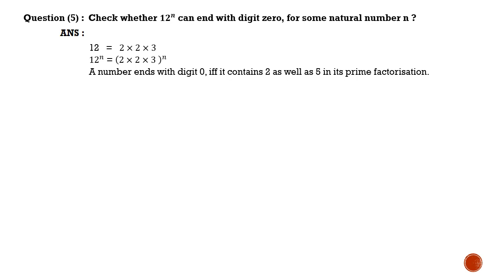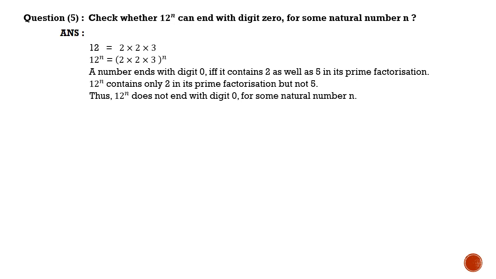We can write the note: a number ends with digit 0 if and only if it contains 2 as well as 5 in its prime factorization. Both the numbers should be present in the prime factorization, 2 as well as 5. But we can see that in the prime factorization of 12 raised to n, 2 is present but 5 is not present there. So next sentence we can write: 12 raised to n contains prime factor only 2. As it does not contain prime factor 5, we can say that 12 raised to n does not end with digit 0, or it cannot end with digit 0 for some natural number n. Getting it? So it is very simple to solve.